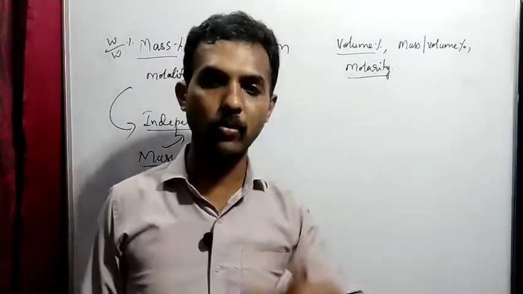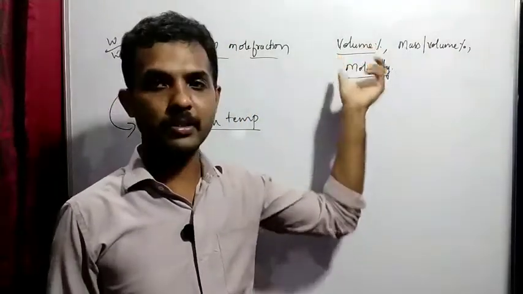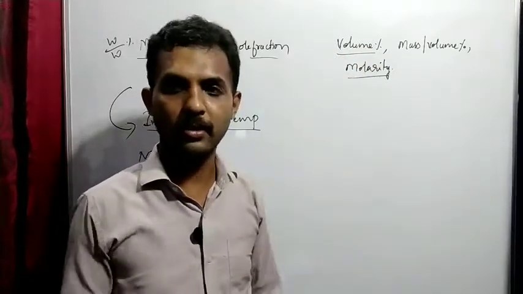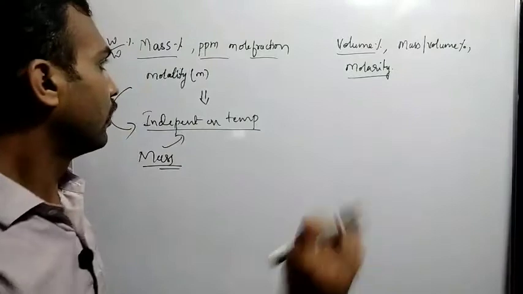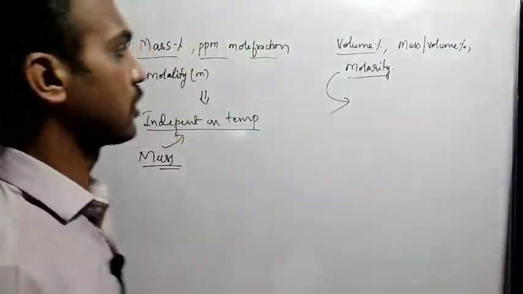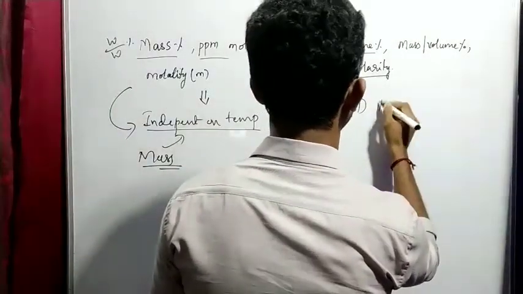Whenever that happens, our volume changes. So whenever the volume changes, what is the volume percentage calculation? At different temperatures, the answer you are getting is different values. Hence these values, whatever the volume percentage, mass volume percentage, and the molarity, they depend upon the temperature. Hence you can say it is temperature dependent.